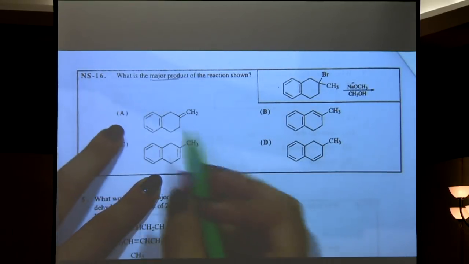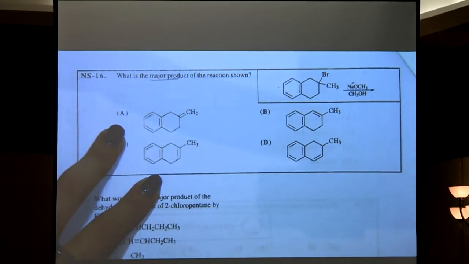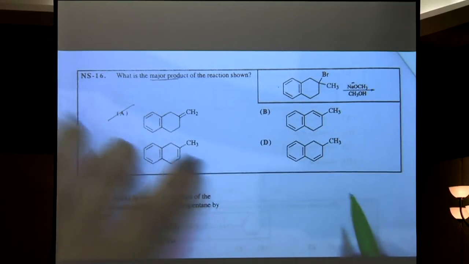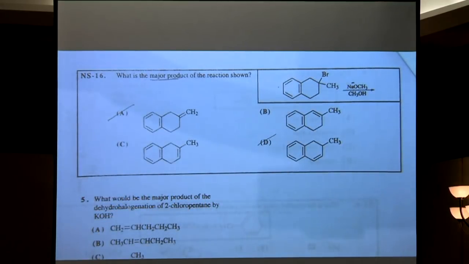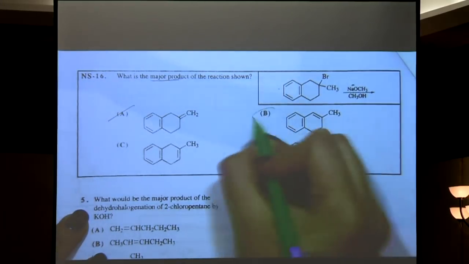Can this happen? No, so we can automatically take that out. Can this happen? Right. So it's going to be between B and D. If we look at both of them, which one is more substituted? They're both equally substituted, but which one's going to give us a conjugated system? B.